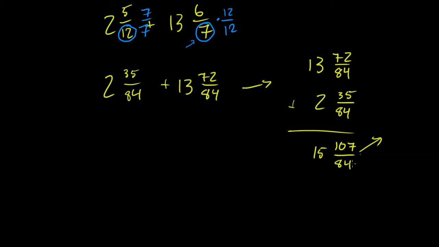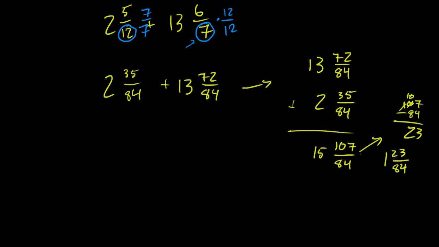So I'm going to think of how many times does 84 go into 107. And I know 84 goes into 107 one time, and then I want to see how much is left over. So I'm going to just subtract these so I don't make a mistake. And let's see, I have to borrow. Okay, so I get 23 that are left over. So that means that 107/84 is going to be 1 and 23/84.